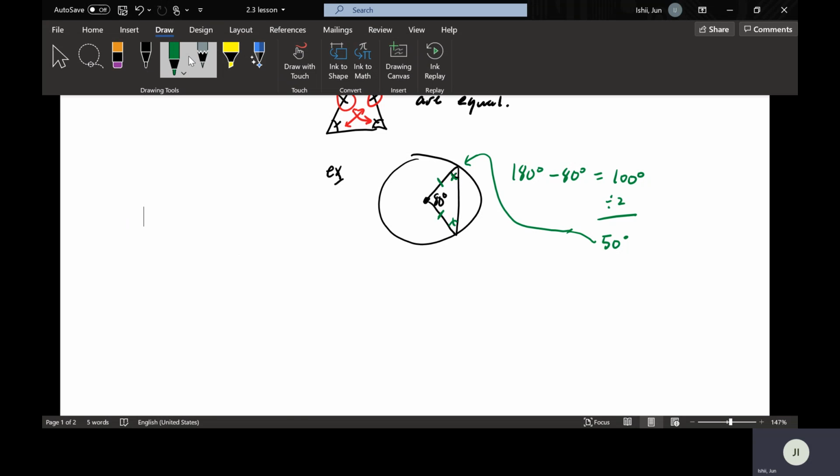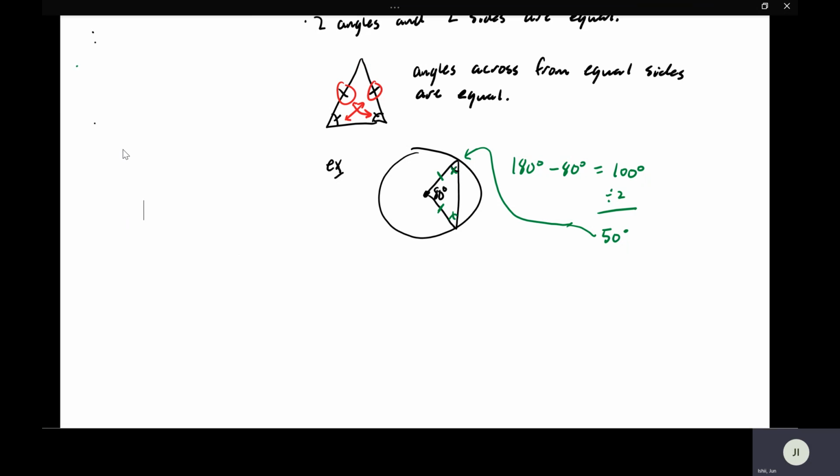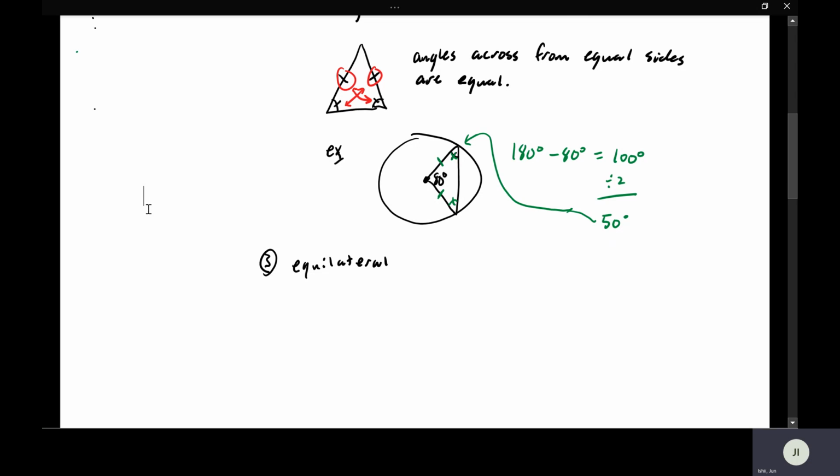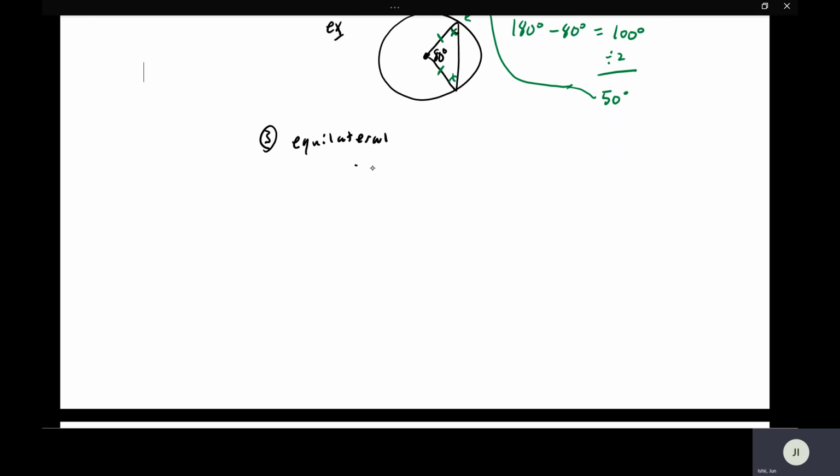Cool. So that's an isosceles triangle. Now, the third type of triangle is an equilateral triangle. All right, so in an equilateral triangle, all 3 sides and all 3 angles are equal. What that looks like is something like this, where all 3 sides are equal.